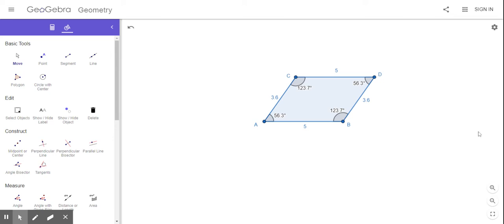Now the third property is related to these angles, but now we're going to look at the same side. So look at the angles that are on the same side of the shape. Either way you look, on the same side.